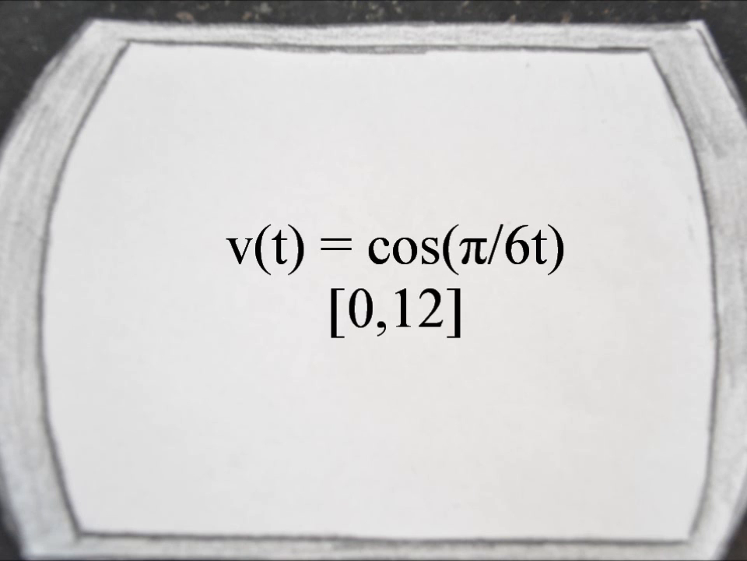Fisher is moving at a velocity modeled by the cosine of pi over 6t in the interval 0 to 12. I will tell you when he will be turning left, and from this you can catch him.